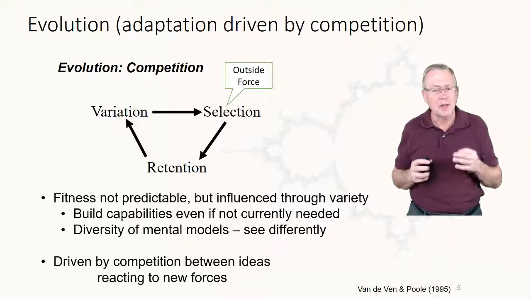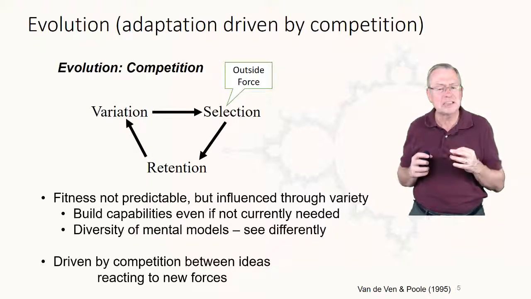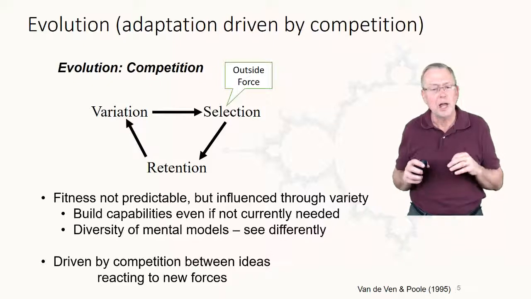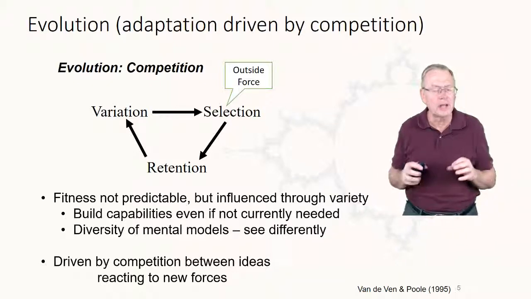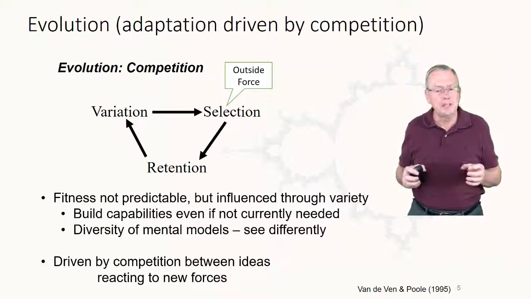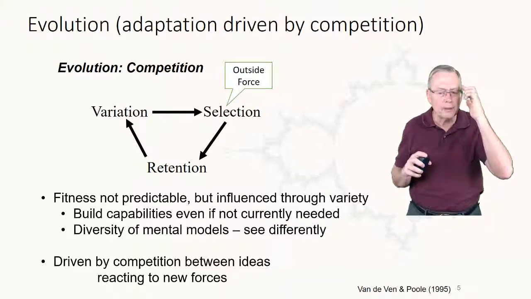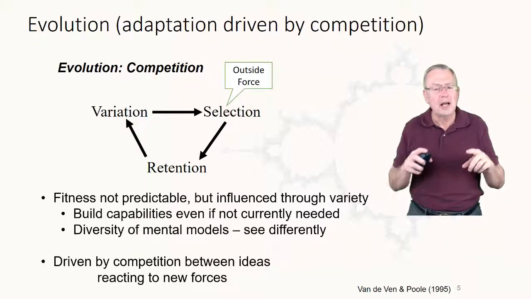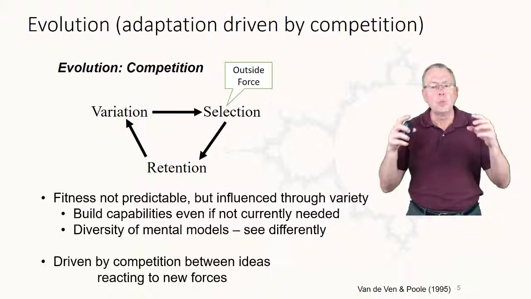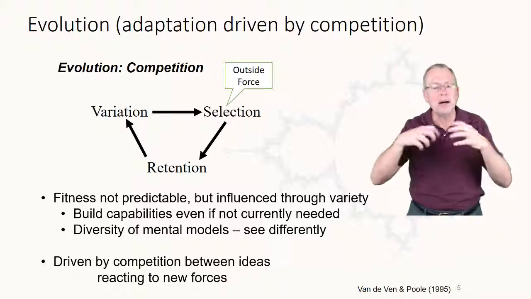A critical point here. You can have a toolkit of possibilities, but you don't always know which one will be needed. You have to create that flexibility, most important in today's global economy. You're building capabilities, even if they're not currently needed, and there's a diversity of mental models. How you see the organization, how you discuss within the organization to come with the realization of what is making sense within the organization and what is possible.